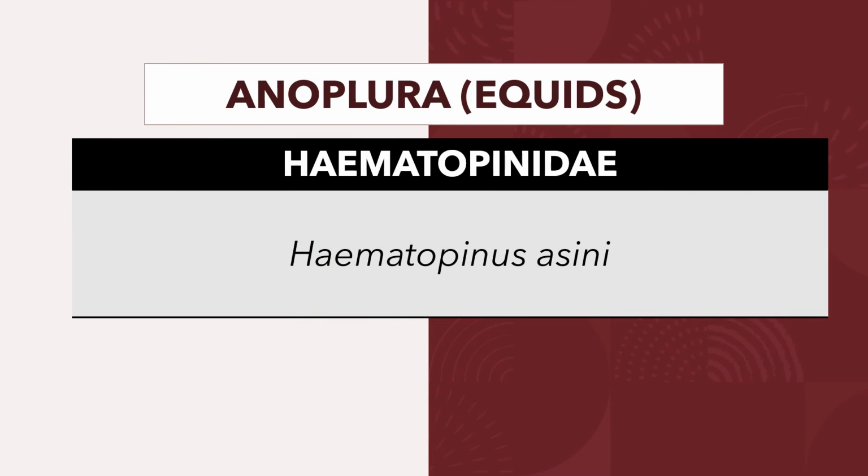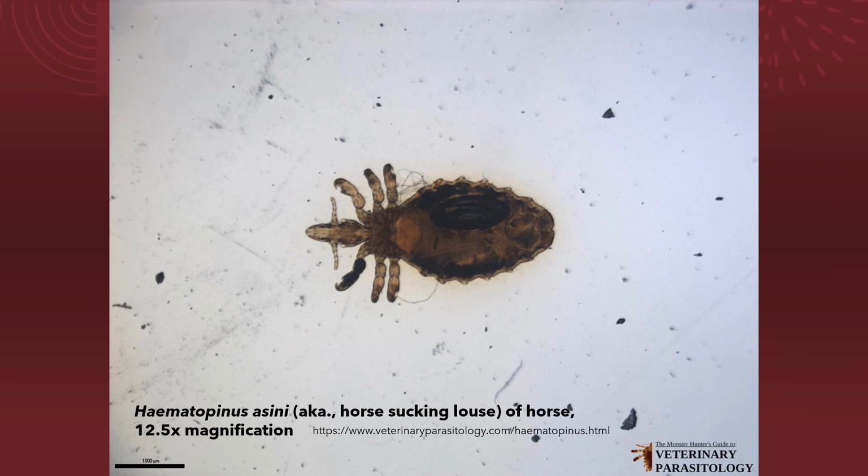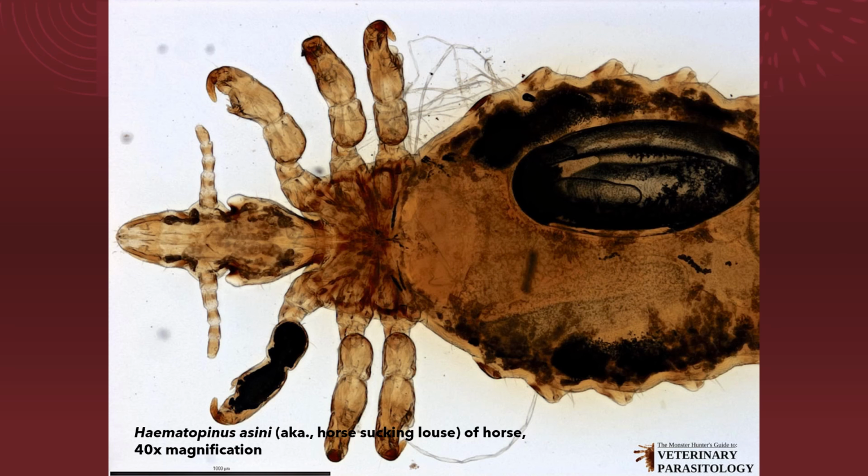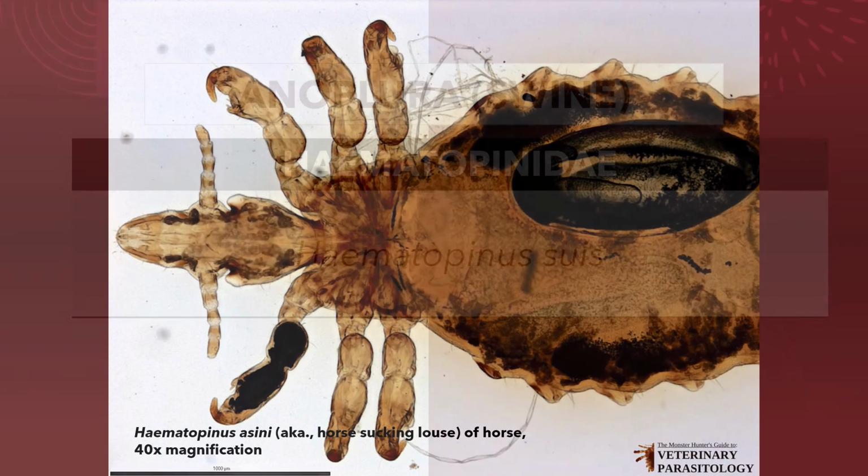Horses are infested by the sucking louse from the Haematopinidae family, and that is the Haematopinus asini. This diagram shows the horse sucking louse, Haematopinus asini, at 12.5 magnification. 40 times magnification of the Haematopinus asini of horses.